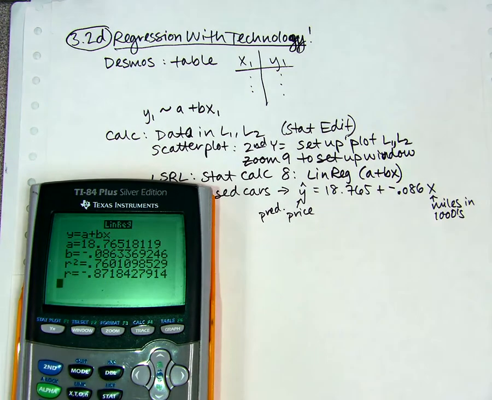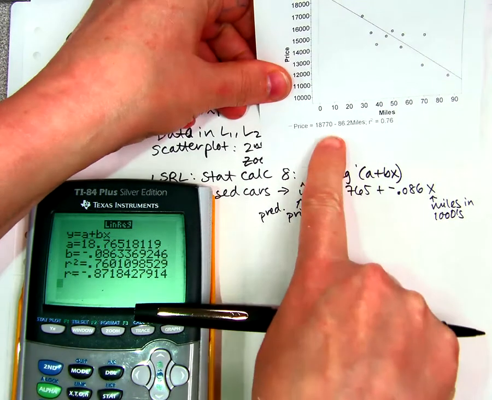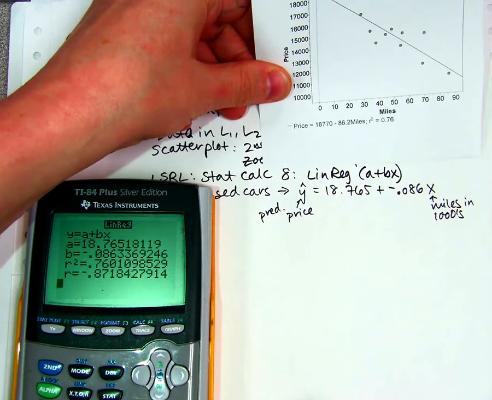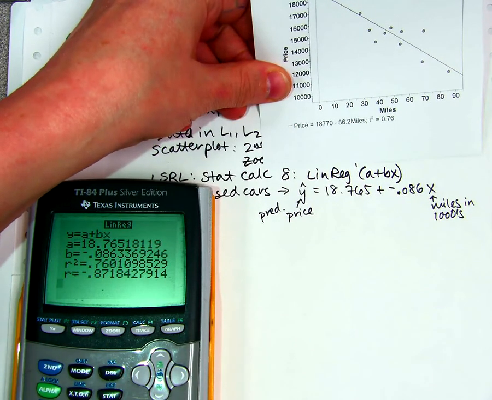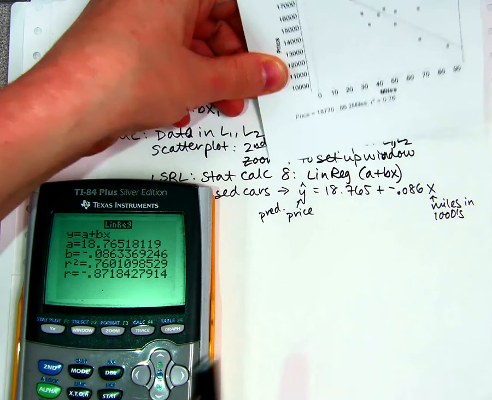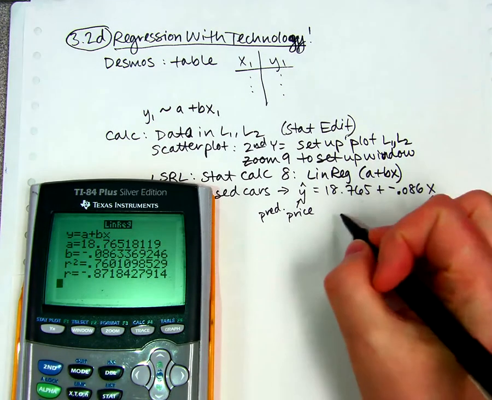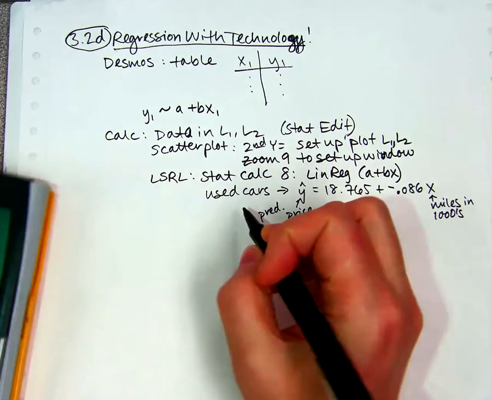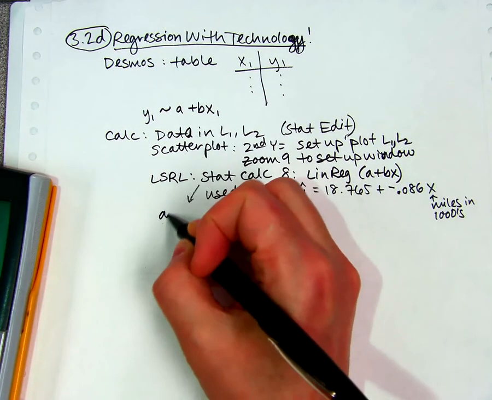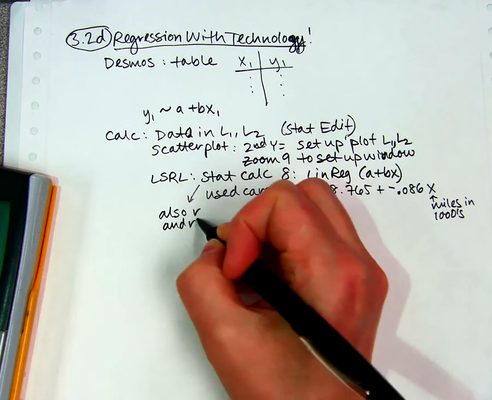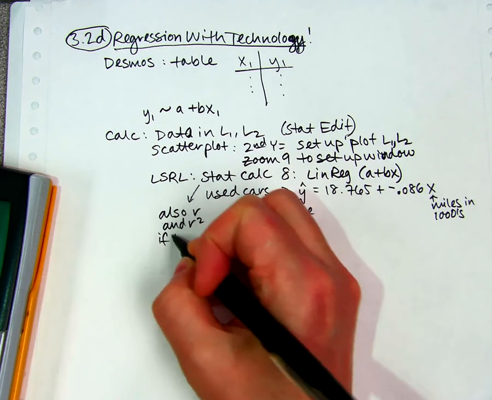Which means that I almost have the same equation that's on this. 18,770 got changed to 18.7, and see, it's a little off because I changed the units to thousands, and also because I estimated off the graph, but that's not important as much. It also gives you, when you do this stat calc thing, R and R squared if your diagnostics are on.